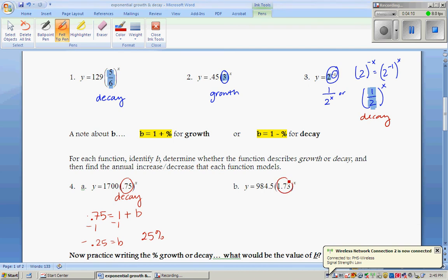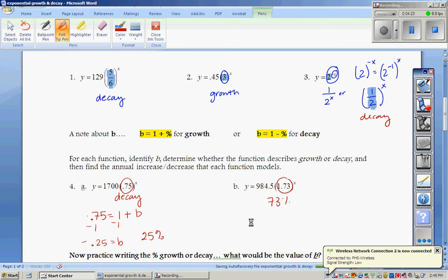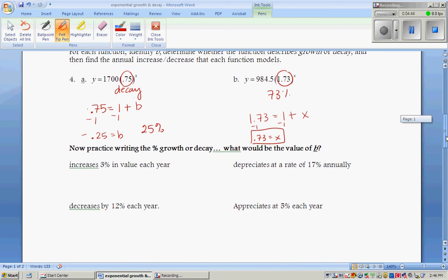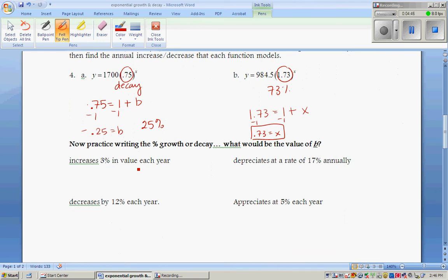So in this one, 1.73, you can see it's larger than 1. And you can tell how much larger than 1 is it? It's 0.73, which is 73%. But if you wanted to do all the math out, you'd put b equals 1 plus whatever this percent x is. We're going to subtract 1. We're going to get 0.73 equals x. And when you turn that into a percent, it'll be 73%. The reason we had to go through that is because we're going to write it backwards.